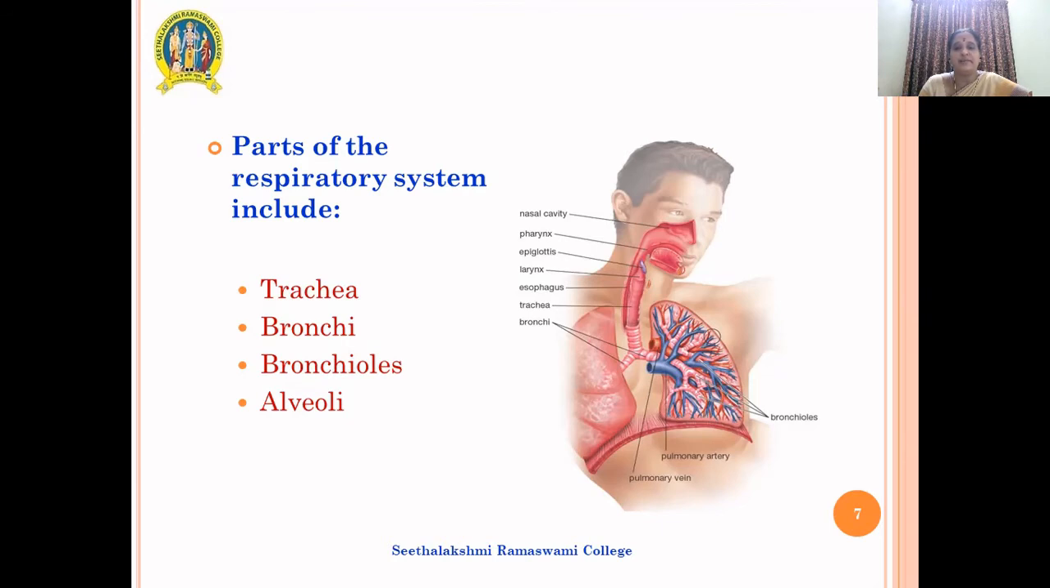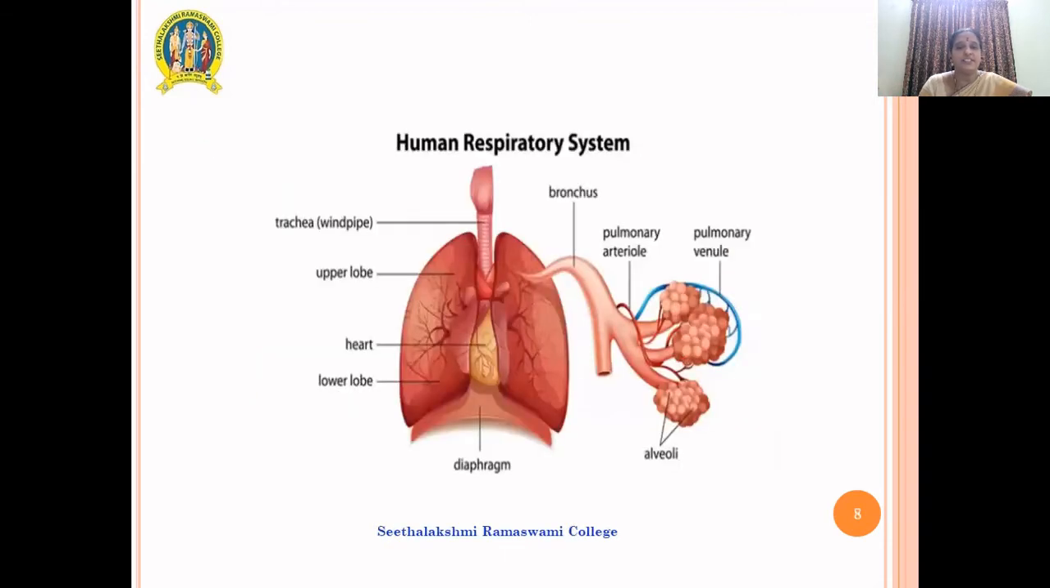There, they are further divided into many branches known as the bronchioles, which in turn end up in the alveoli, or the air sacs. So the respiratory system of a human being consists of the trachea, then the bronchi, branched out further in the form of minute tubules known as the bronchioles. Further, they are divided into many air sac-like structures, which are known as the air sacs or the alveoli.